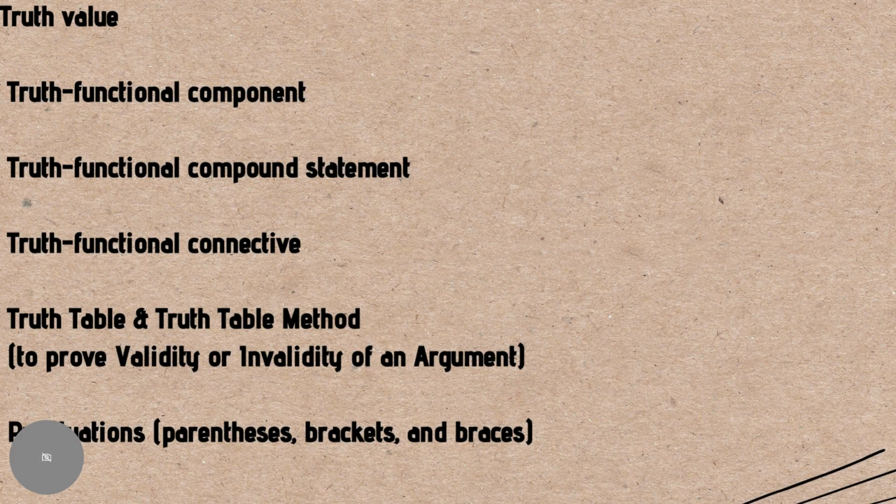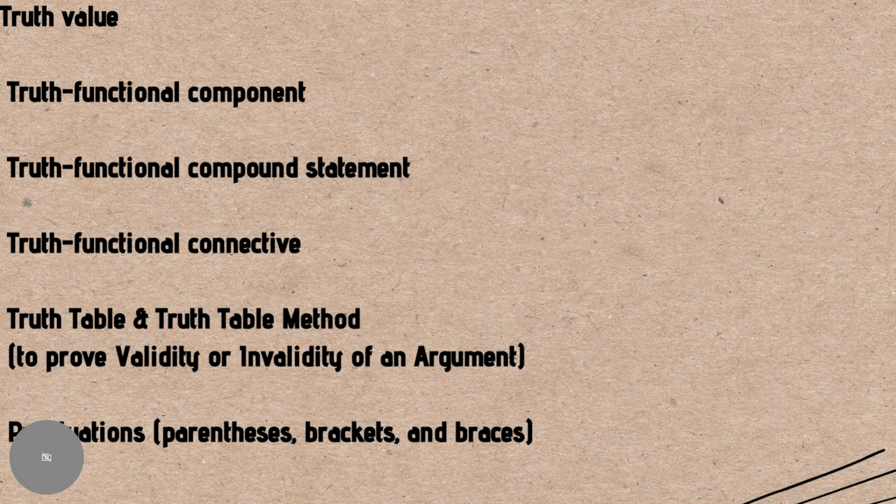So, the first term which we are going to see is truth value. As you know, truth value refers to the property of a statement or proposition that indicates whether it is true or false. In logic and mathematics, truth value is often represented by a binary system where a statement can be assigned either true or false.